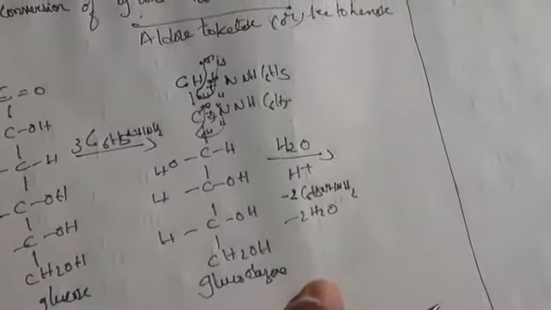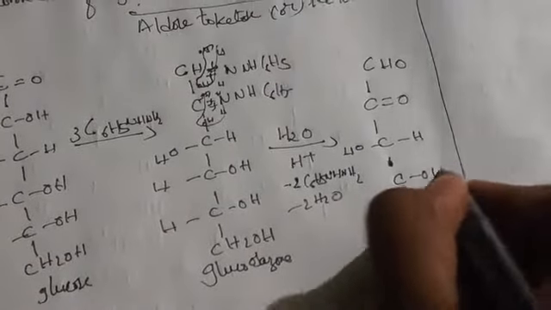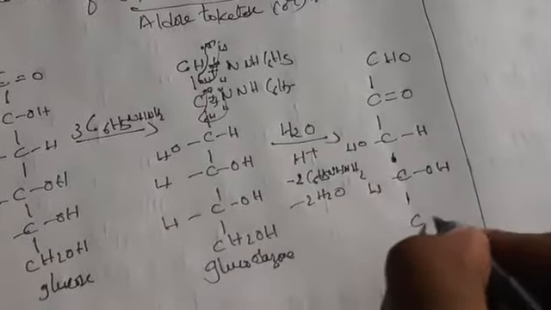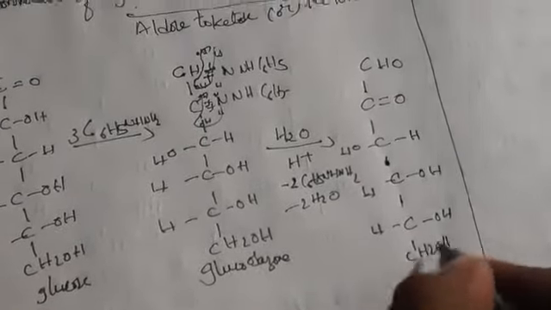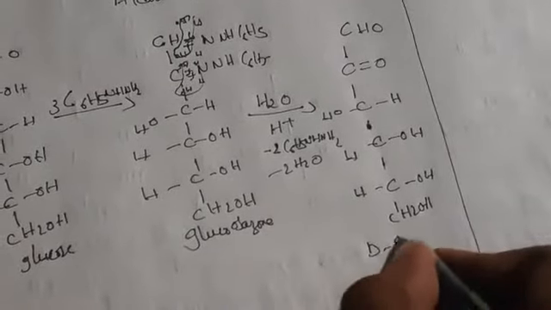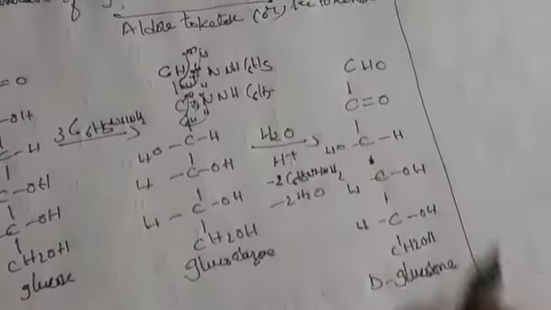Now what is the product we are getting? Here O is left, CHO, here C=O we are going to get, the remaining is the same: CHOH, CHOH, CHOH, CH2OH. This is the name of D-glucosone. The ketone group is there, glucosone.